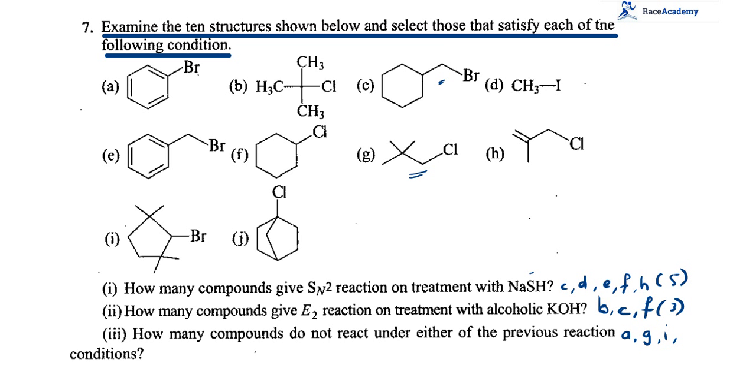Moving on to J, it is a bicyclic compound. So these are reluctant to participate in these SN2 and E2 reactions easily. So you can consider those compounds also. So A, G, I, J, we got, this is the number of compounds that do not react under either of the previous conditions. Let us see the next one.